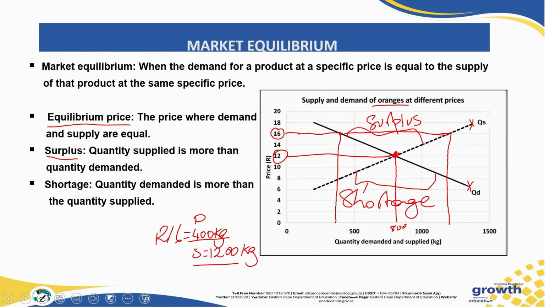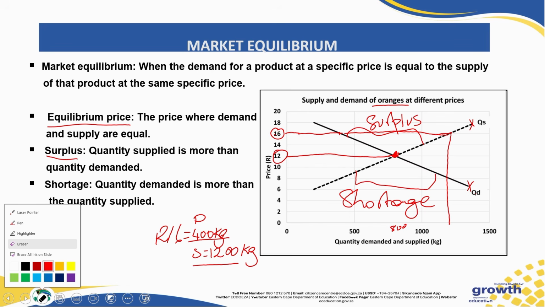So on top of the market equilibrium, or on top of the equilibrium price, we have the surplus, but below the equilibrium price, we have a shortage. With this part, we have the shortage. Then let's check our shortage now. Okay, we have the shortage.